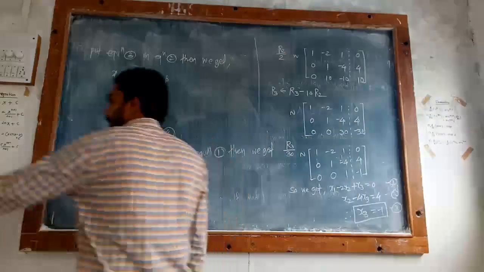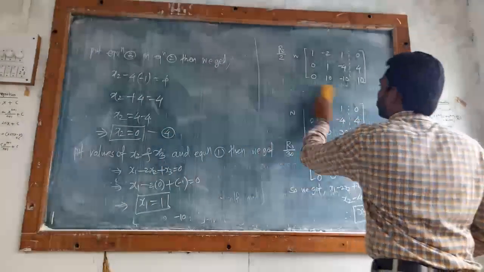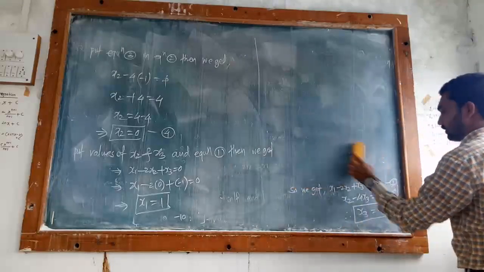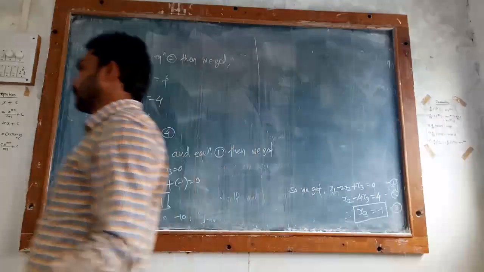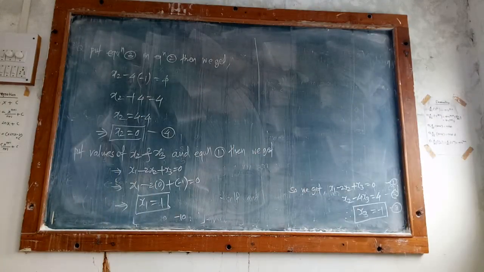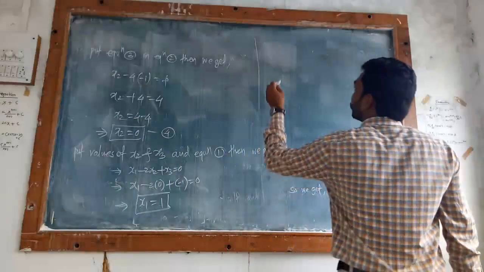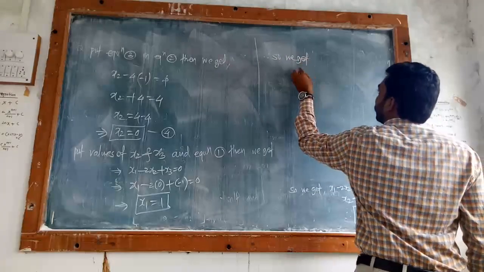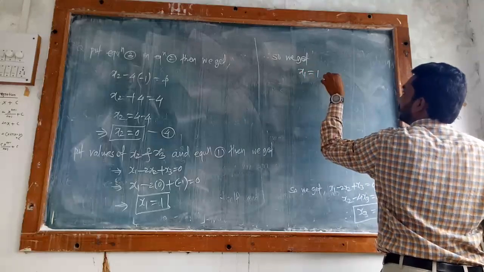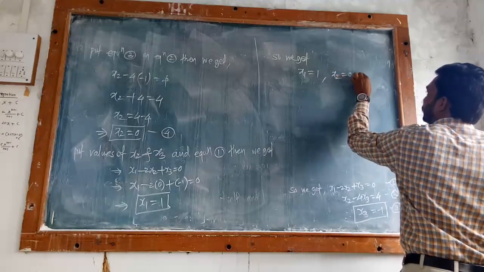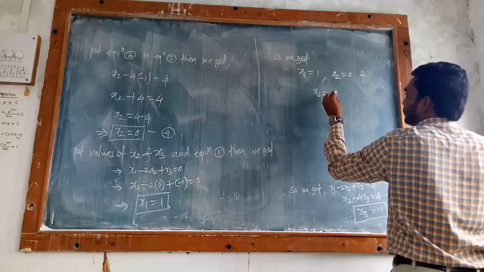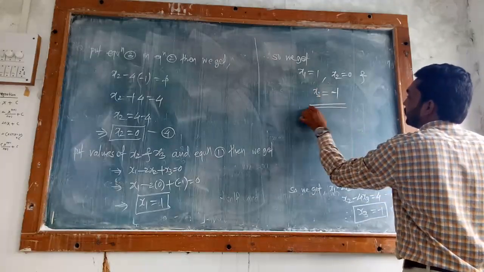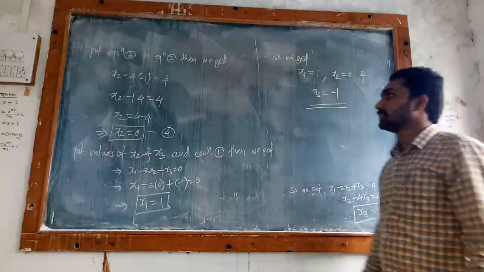So what is your solution? Therefore your solution is x1 equal to 1, x2 equal to 0 and x3 equal to minus 1, right? This is your required solution, okay?